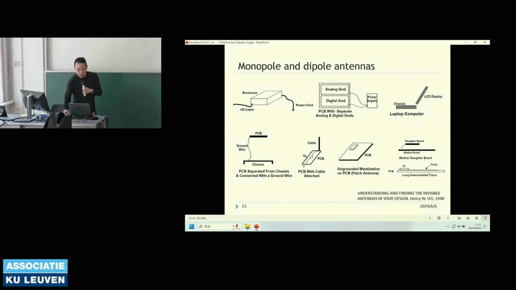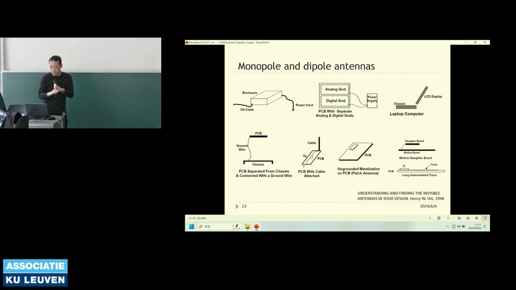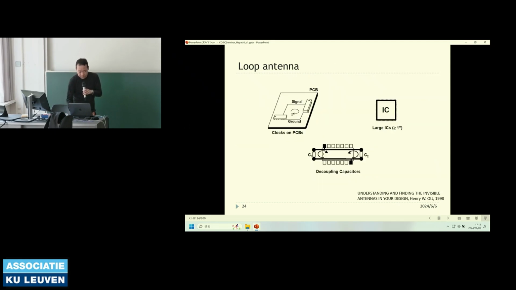This kind of structure also behaves as an antenna. For example, laptop cases and the laptop LCD display. This part is constructed of metal, so this structure behaves as an unintentional antenna. So the PCB and cases and the ground wire, this structure also behaves as an antenna. There are many unintentional antennas inside the PC and electrical devices. So this antenna finally emits the EM wave.